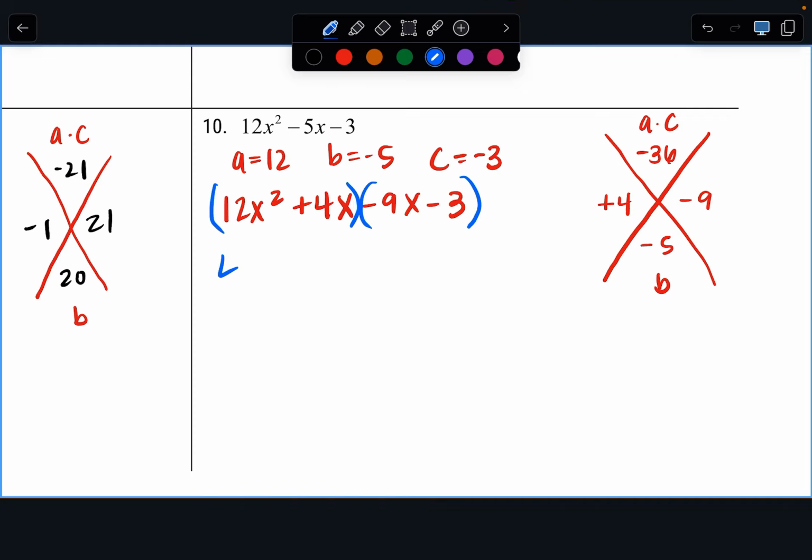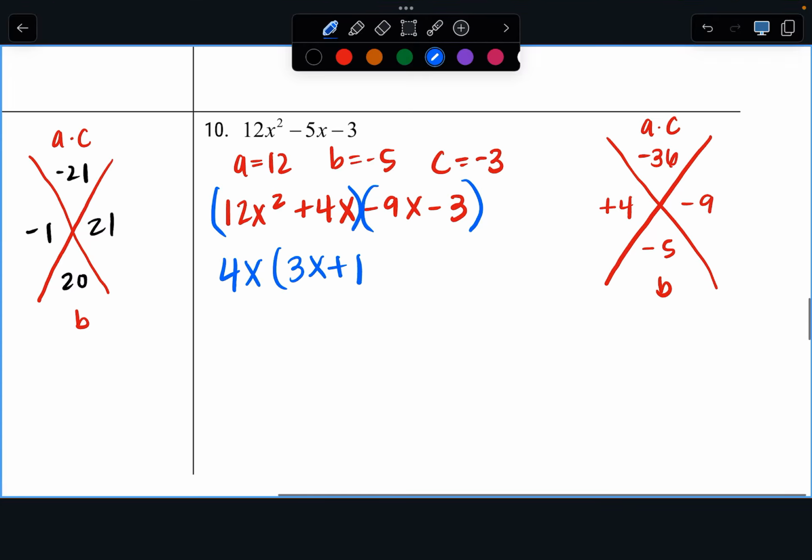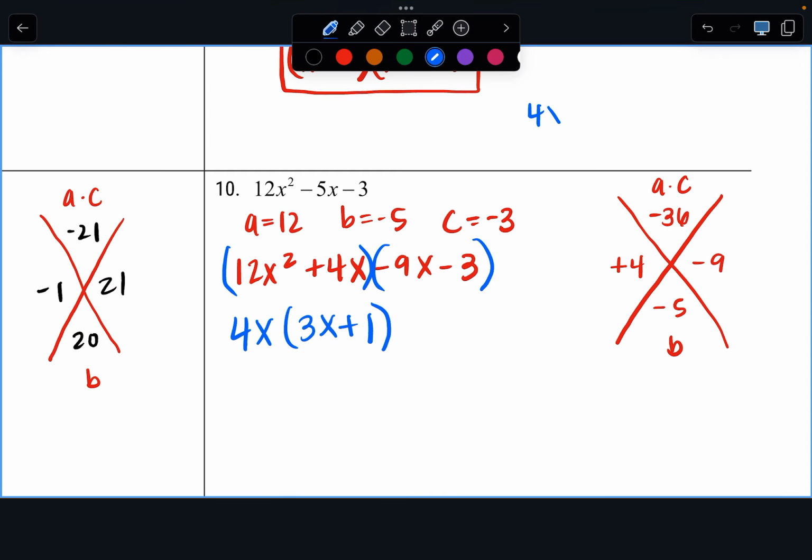What is my GCF of the first group? 4x. And so I should be left with 3x plus 1. I got a lot of questions as to why this is 1 and not x. If I have 4x over 4x, that is equal to 1. If I have 2 over 2, that is equal to 1. If you have the same number on top and the same number on bottom, it is not 0, it is 1. Next GCF is minus 3.